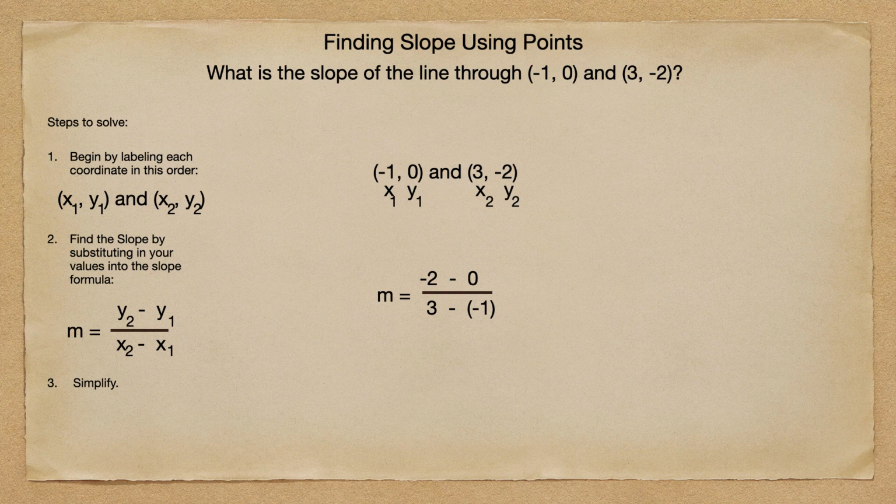We're going to continue simplifying. -2 minus 0 gives us -2, and 3 minus -1. When you have a negative and a minus next to each other, that will become a positive, so it's like saying 3 plus 1, which is 4. We can continue simplifying. We can reduce the top and bottom by 2, and we're left with -1/2. This becomes our solution as our slope.